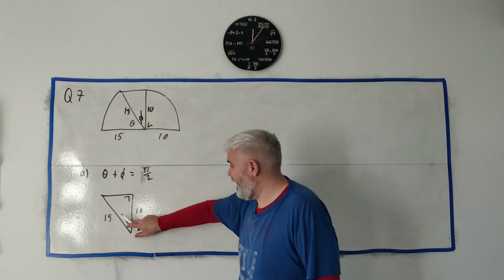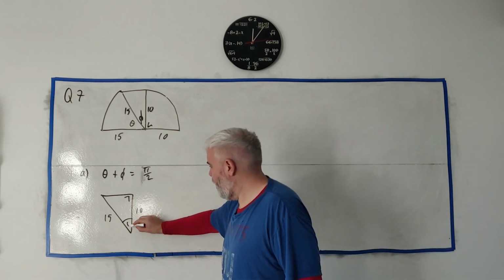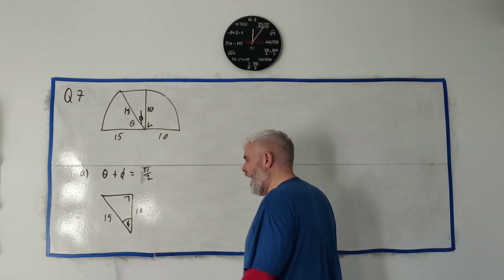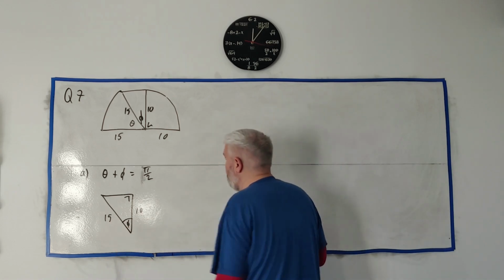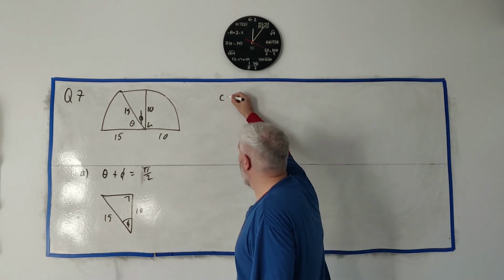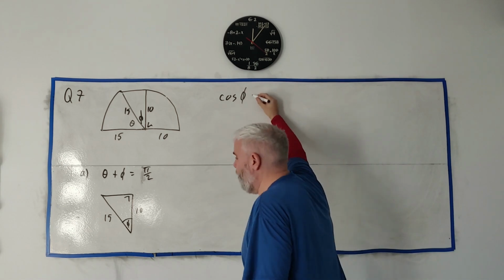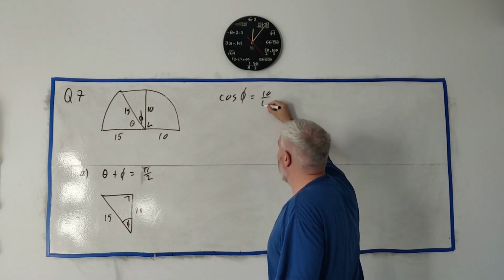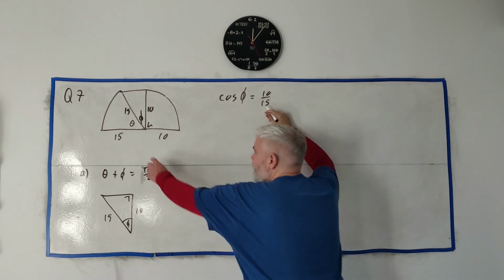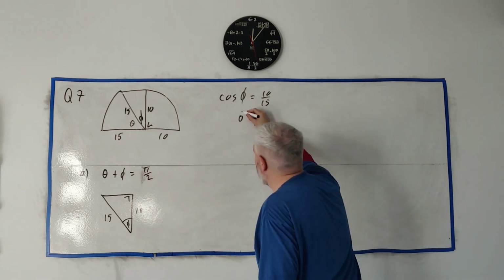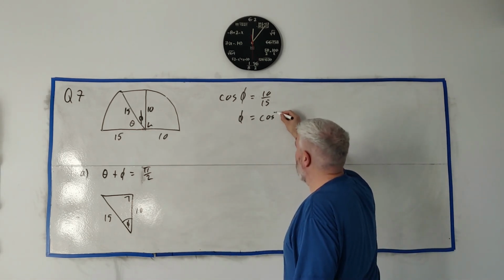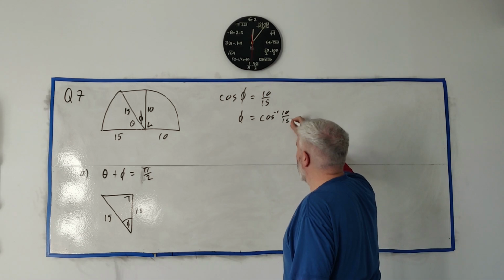We want this angle in here. So what do I call it? Phi. I have the adjacent and I have the hypotenuse. So that means cosine of phi is equal to 10 over 15. So that means the theta we were looking for, let me finish this one here. Phi is equal to the inverse cosine of 10 over 15.